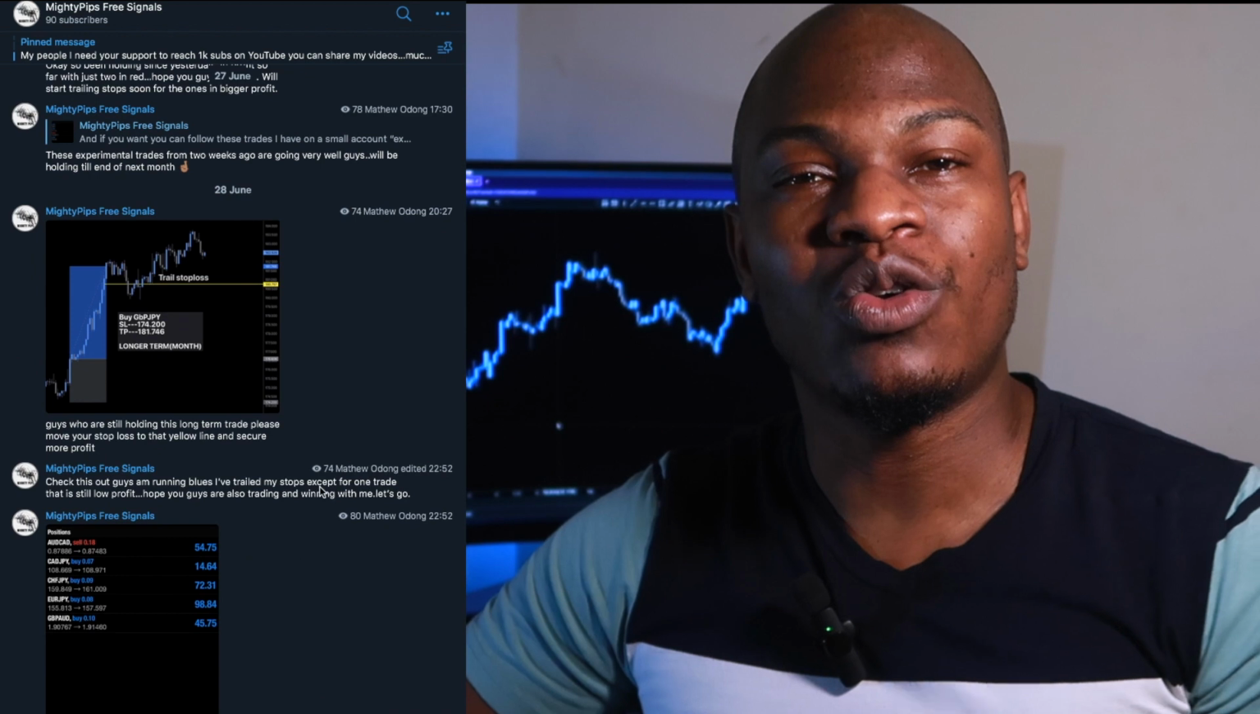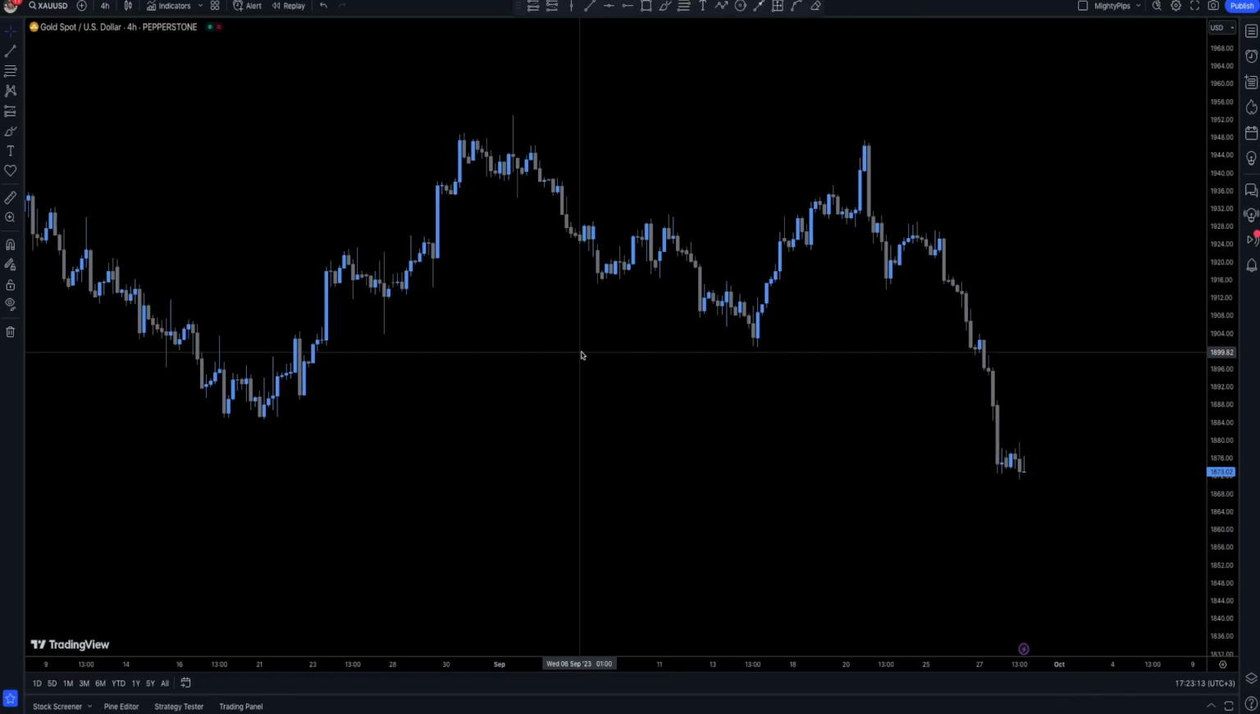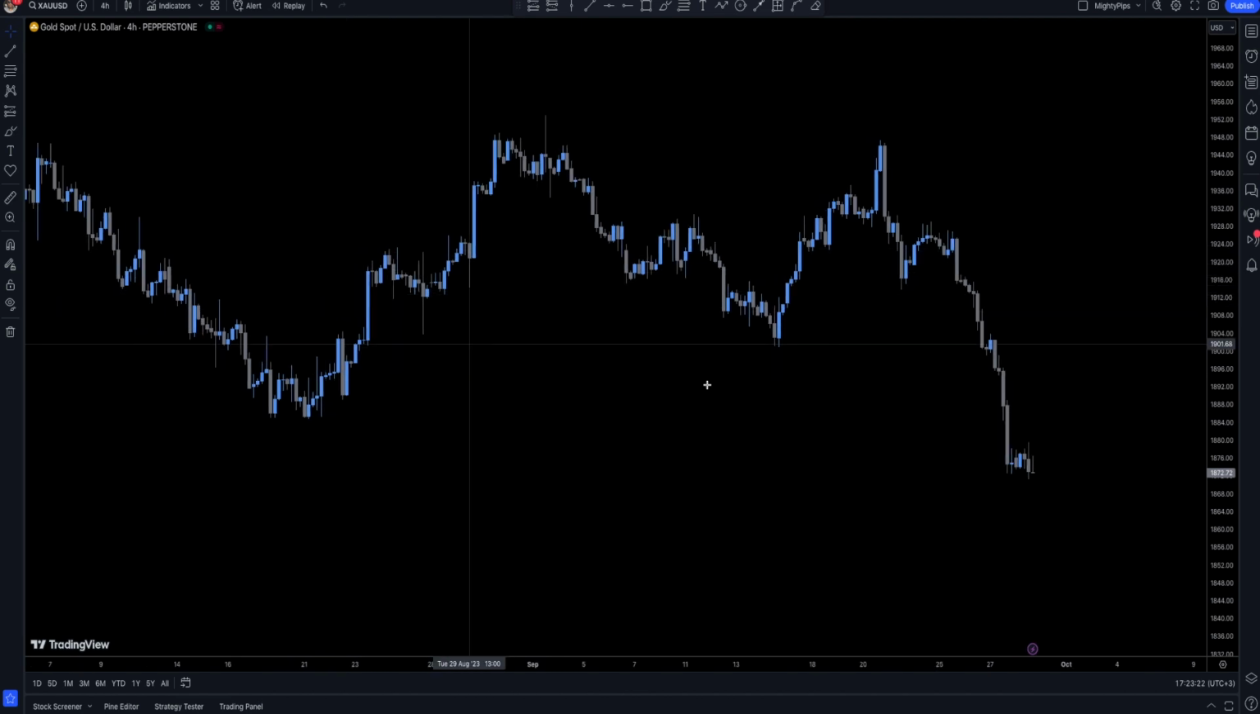So let's go on to the charts without taking any longer. Let's go right now. So guys, as you can see, we are on gold. We are on the gold chart here. This is the 4-hour chart on gold.